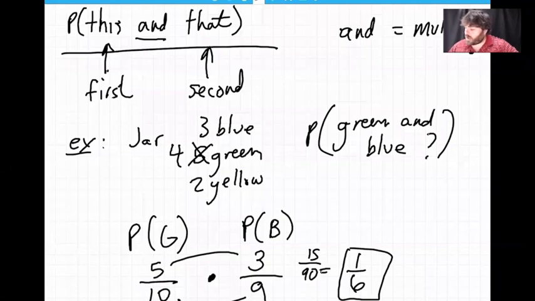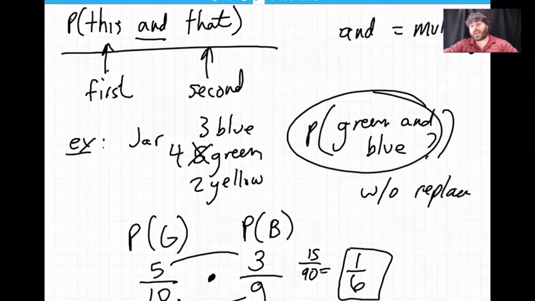Okay, now remember, this is without replacement. Now they didn't mention it here, but if you're grabbing a green and a blue, you're not putting one of them back. So you have to assume that that's without replacement. If they say without replacement, of course you're going to do it. But when they say green and blue, you have to remember, oh, this is without replacement. Okay, I'm pulling it out.